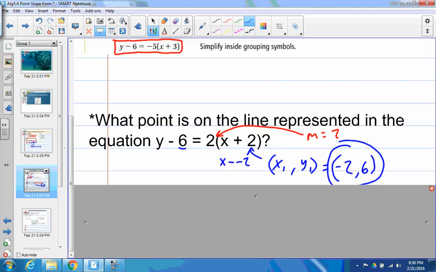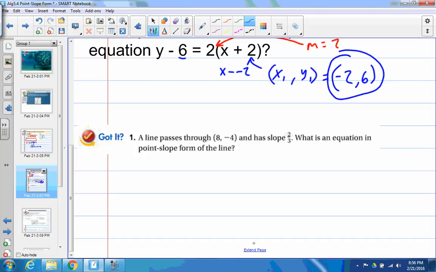Alright, so here's an example I'd like you to try now. A line passes through the point 8, negative 4, and has a slope of 2/3. What is an equation in point slope form of the line? So go ahead and try number 1. Alright, so what I'm going to do is I'm going to use point slope form. y minus y1 equals m times x minus x1. And the three parts we plug in are the point for the x1 and the y1, and the slope for m.